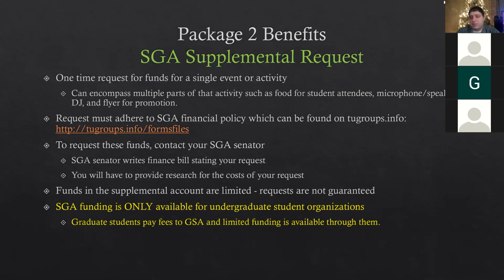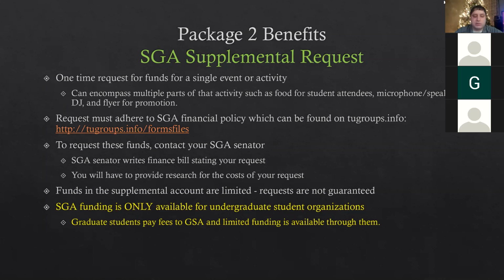I don't know the status of current accounts for this year, with COVID and everything, but just know that the sooner you put your request in, the more likely you are to be able to get it. One big caveat, you can see it in gold here, is that SGA's funding is only available for undergraduate student organizations. That's because only undergraduate students pay fees to the SGA. They don't collect any money from graduate students.